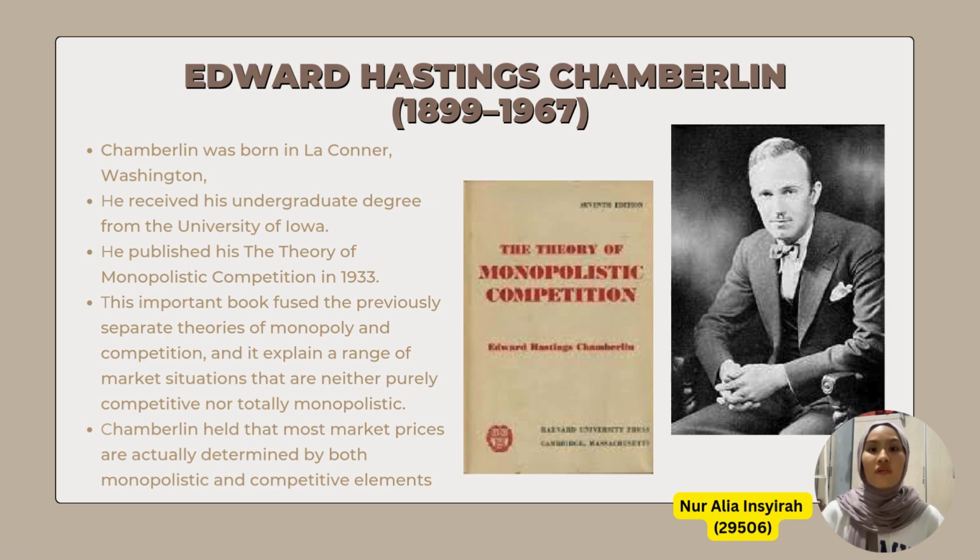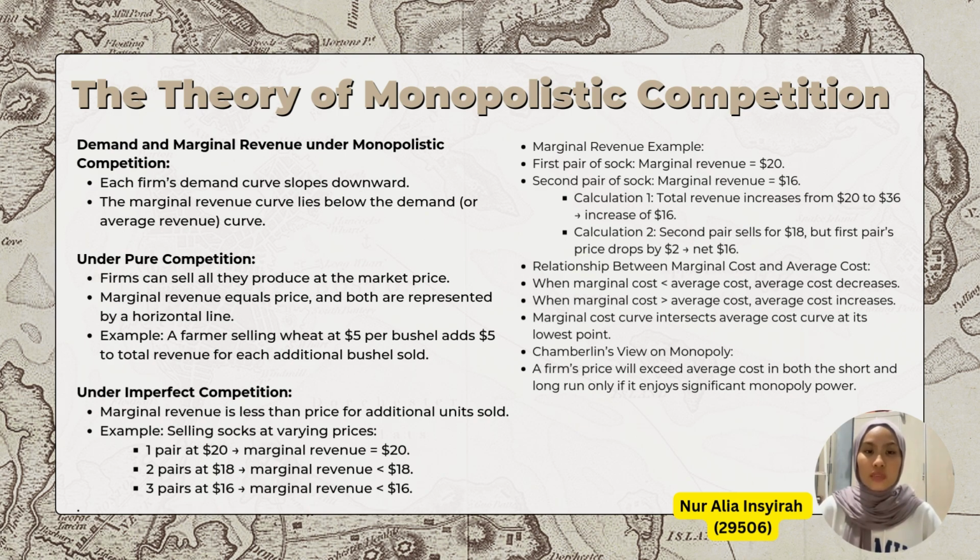This important book fused the previously separate theories of monopoly and competition, and it explains a range of market situations that are neither purely competitive nor totally monopolistic. Chamberlin held that most market prices are actually determined by both monopolistic and competitive elements. The theory of monopolistic competition: demand and marginal revenue under monopolistic competition. Each firm's demand curve slopes downward. The marginal revenue curve lies below the demand or average revenue curve.